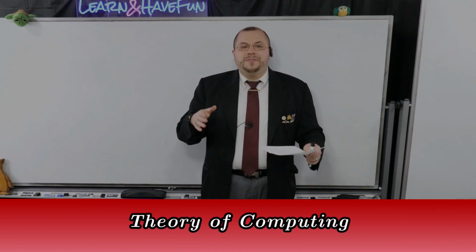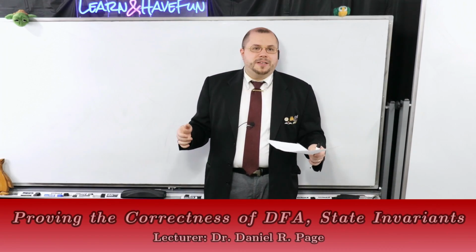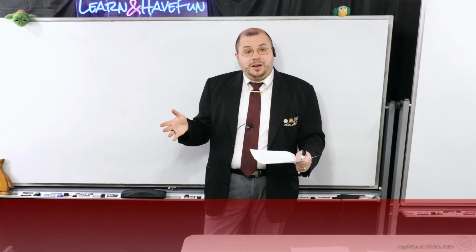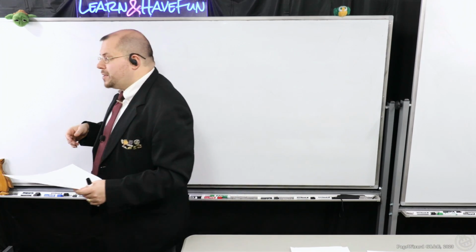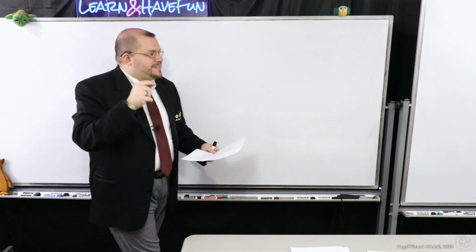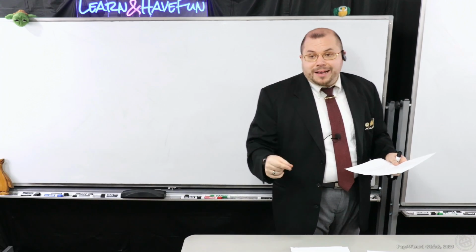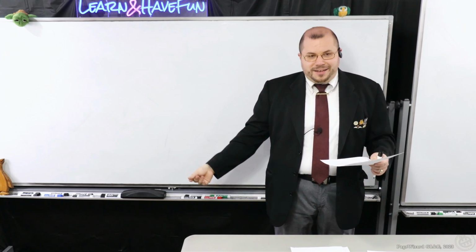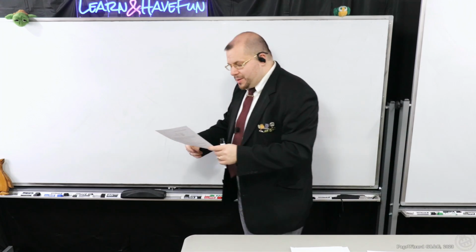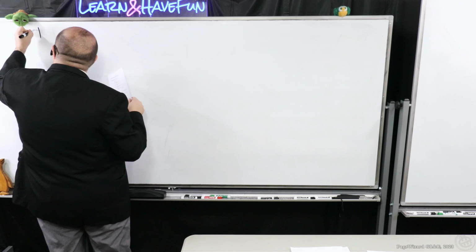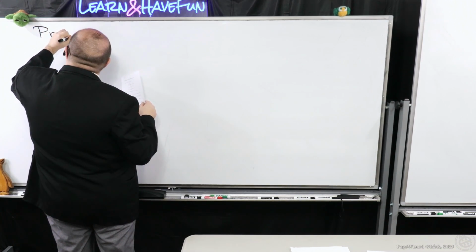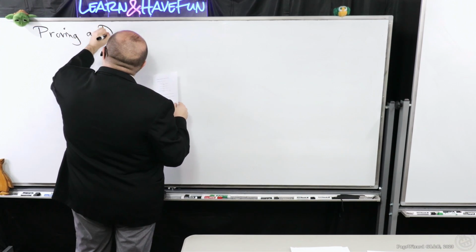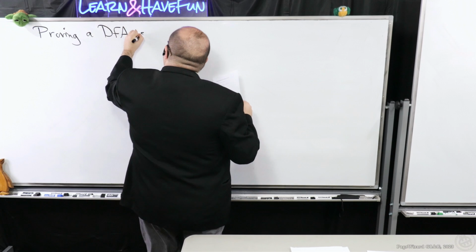Previously we talked about a formal definition for computation for a deterministic finite automaton, or DFA. So we want to use this definition to help us prove the correctness of a DFA. So what does that mean? Let's talk about that. Proving a DFA is correct.